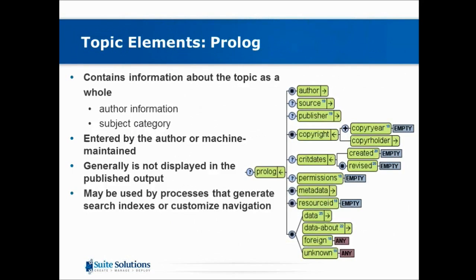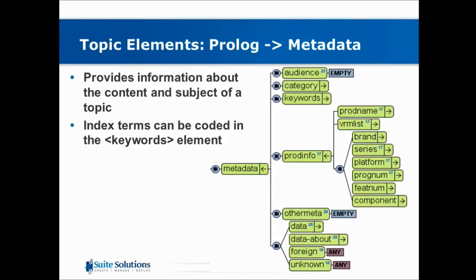The prologue is kind of like metadata about the topic. And again, there's a huge amount of different types of tags you can stick in there: permissions information, copyright information, who wrote it, the author, etc., as well as metadata about the audience that the topic is geared towards, the category, maybe the type of topic, the type of task, keywords for an index, product information, which product the topic is relevant to, which brand, which platform, all kinds of other information. These are things that you can decide as an organization to use or not to use.